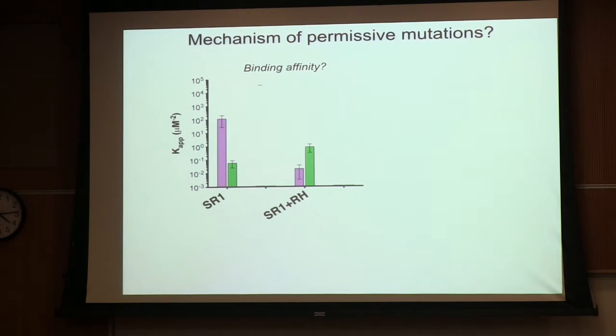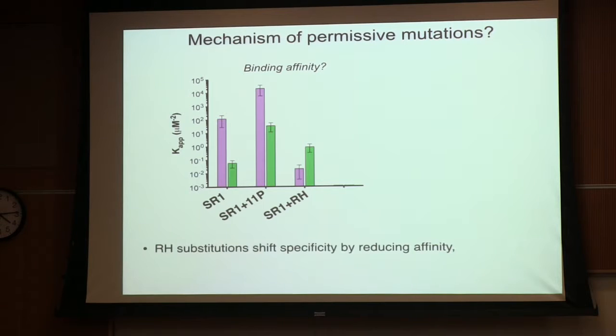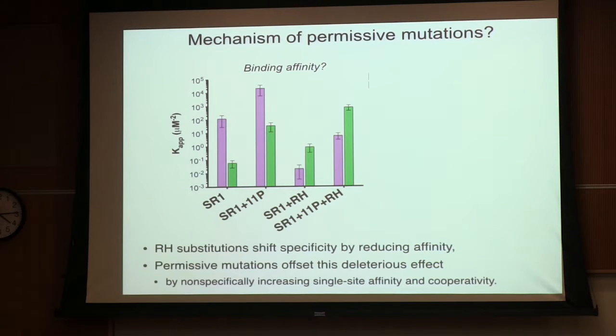What about the possible effect on binding affinity? Because I mentioned that the RH mutations reduce half-site affinity of the protein for the DNA. So it could be that the permissive substitutions non-specifically increase affinity. And that's precisely what they do. Introduce them on their own, they increase affinity without changing specificity. Add the RH to this background, and you now have affinity that's comparable in magnitude to the ancestral affinity. So they offset the deleterious effect on the stability of the complex.